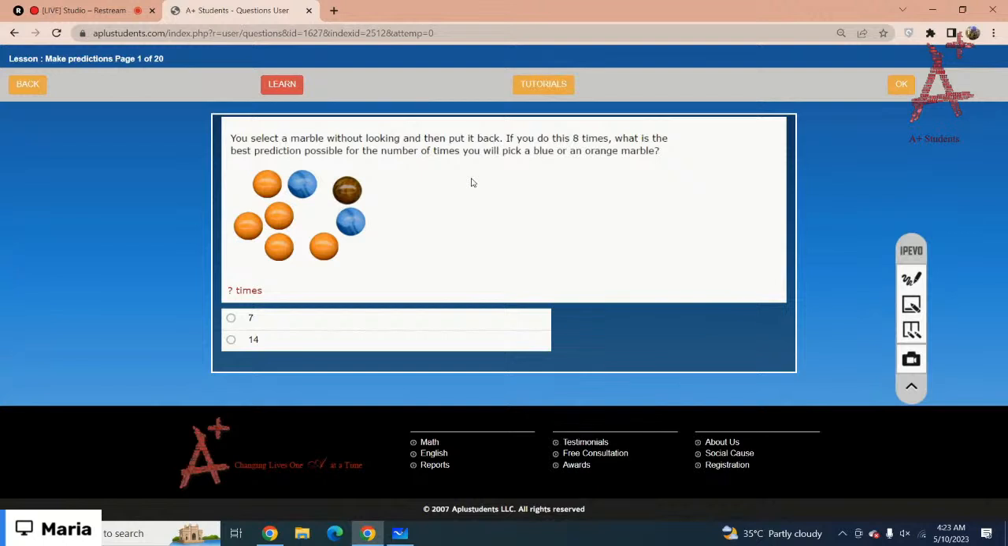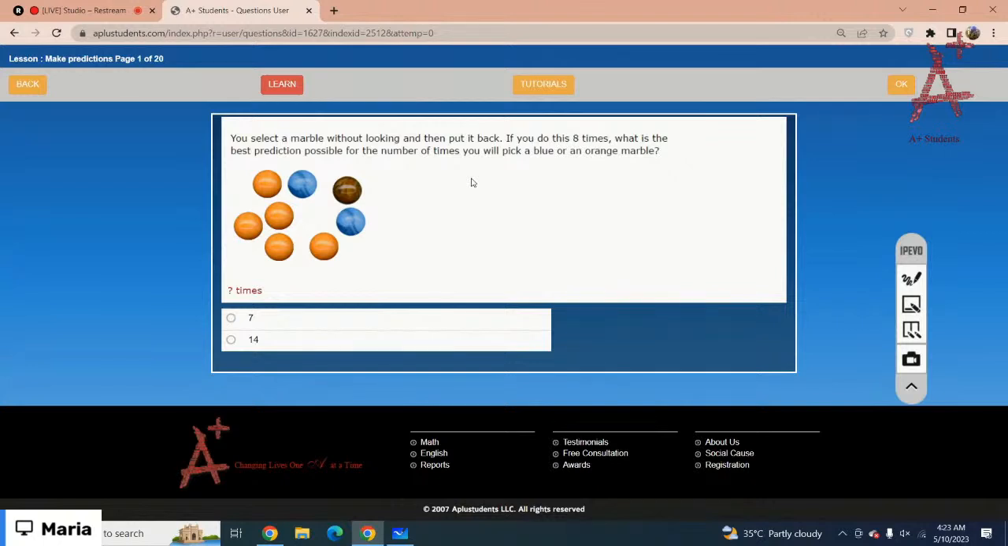So if you do this 8 times, what is the best prediction possible for the number of times you pick a marble that is blue or orange? So calculate how many marbles are blue and orange. You have 5 marbles that are orange and 2 marbles that are blue. That means if you did this 8 times, 7 times you selected blue or orange. The eighth one is not either blue or orange. Got it? So the correct option is 7.